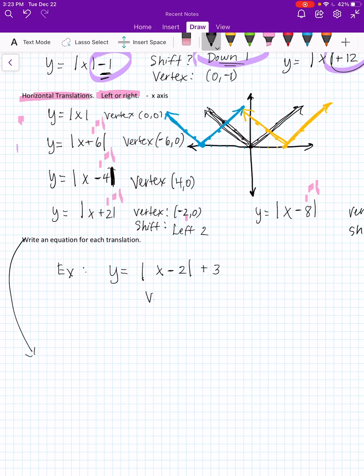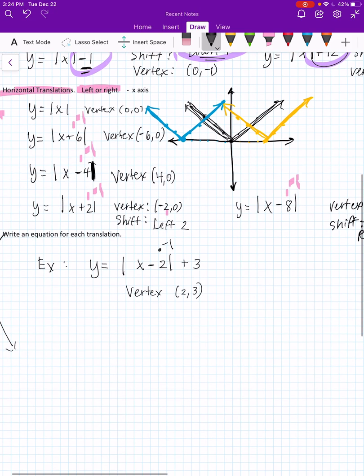So first, let's do my vertex. Outside, up or down, inside, left or right. So my vertex, remember, times this by a -1. So -2 times -1 makes it a 2. And then this is just the same. So my vertex would actually be at 2, 3.